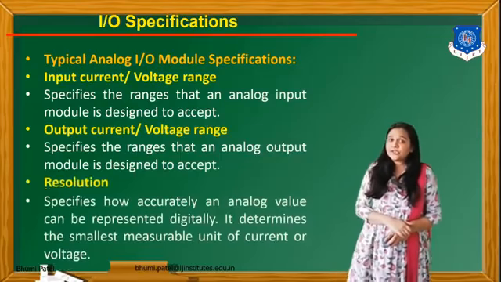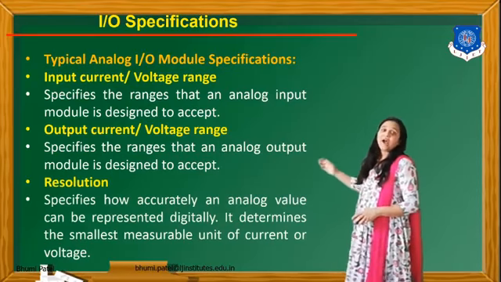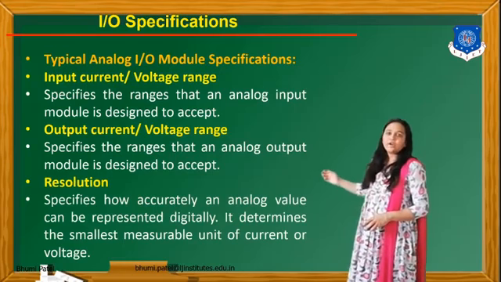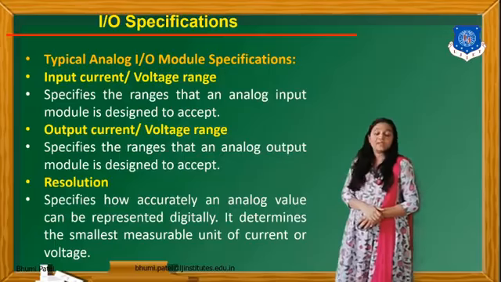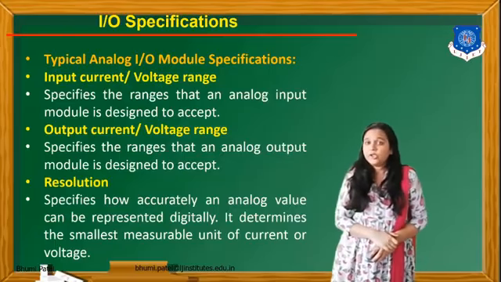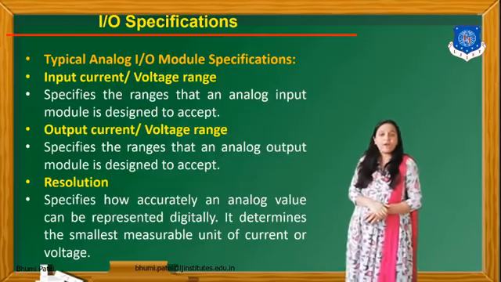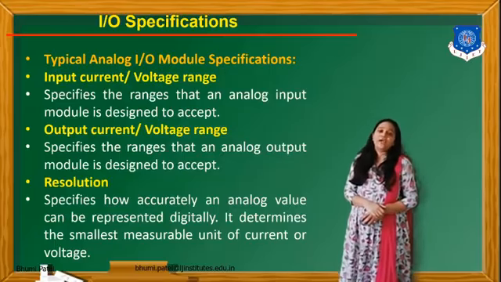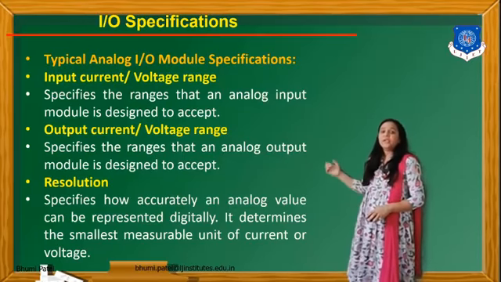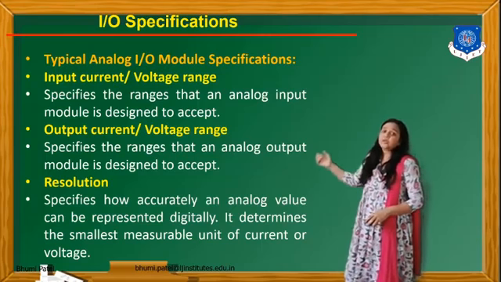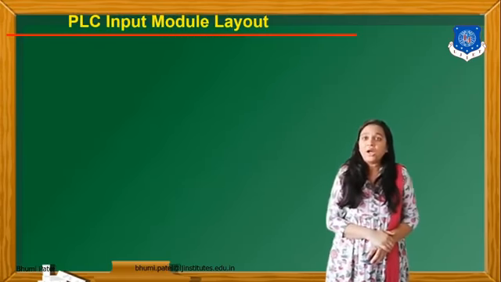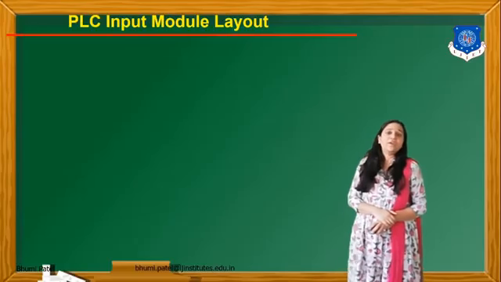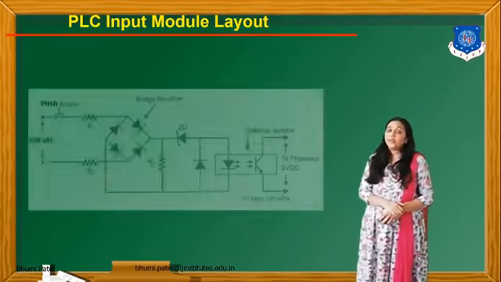Now, what is the resolution? It specifies how accurately an analog value can be represented digitally. It determines the smallest measurable unit of the current or the voltage. So every analog I/O module specifies the resolution, which indicates the smallest measurable unit of the current or the voltage. Now we look at a generally used PLC input layout.